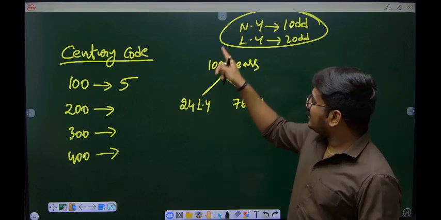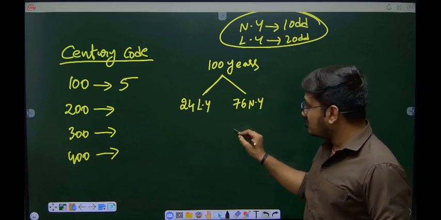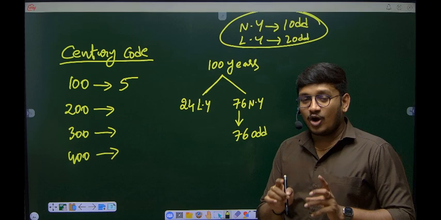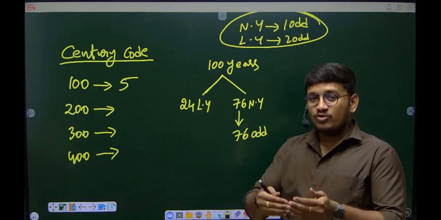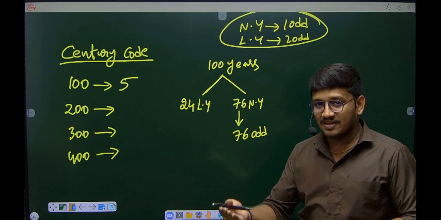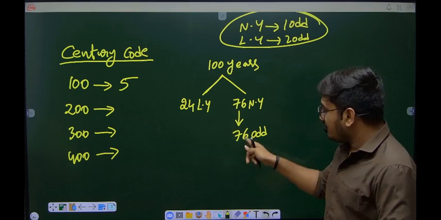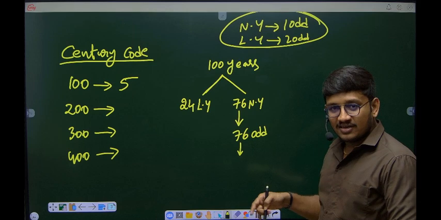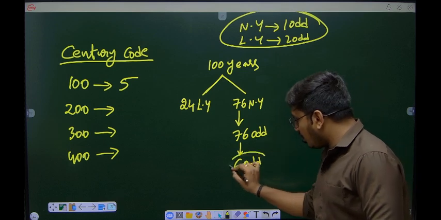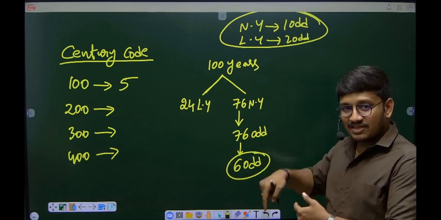Now we know each normal year has 1 odd day. Here we have 76 normal years, so 76 normal years contain 76 odd days. Obviously, odd days cannot be in two-digit format. Until you get a single digit, you should divide by 7, because as I said at the starting point, when you divide any number by 7, the remainder is called the odd days. 76 divided by 7, the remainder is 6, so we have 6 odd days left out of 76.